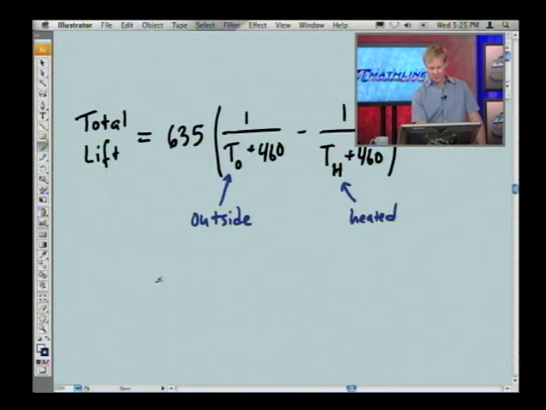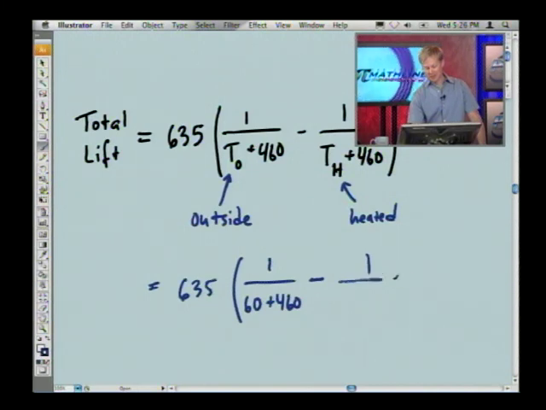So this would be 635. I mentioned it'd be 60 degrees outside, so 60 degrees here plus the 460, minus, okay, now I said we were going to heat it 100 degrees. That means that the air inside would be 160. And again, this is a little bit approximate because in reality some of the air in the balloon would be warmer at the top than the bottom and all that, but just as a rough idea.